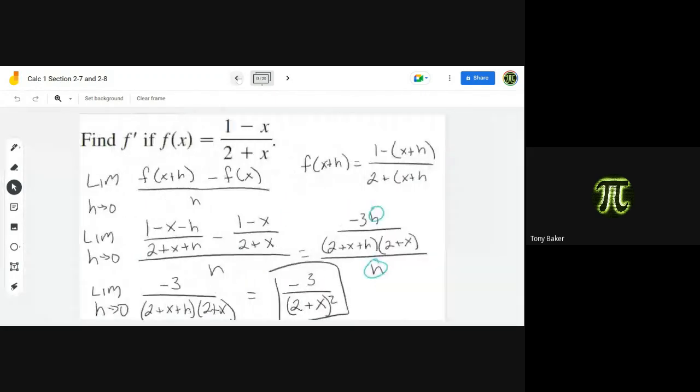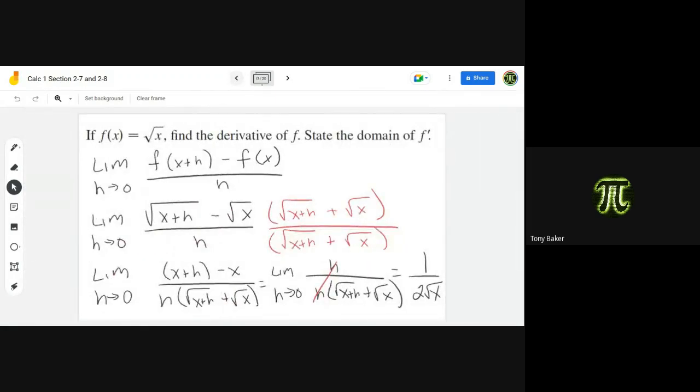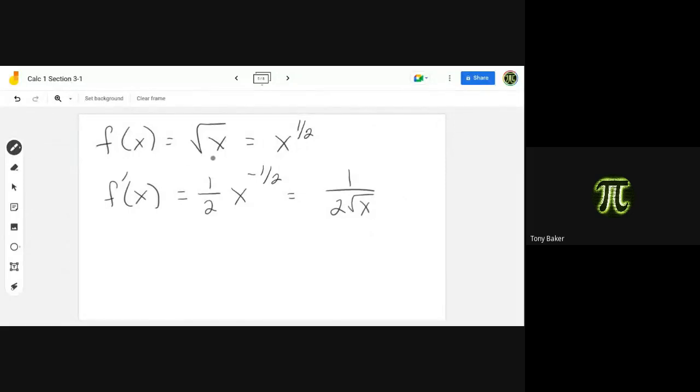Actually, switch over to this for another reason, because there's the problem that we did on Monday. That's the square root of x. And notice we got 1 over 2 square root of x. So those rules just help simplify that. The limit came first, and then they were able to use that to prove these rules always work. If they didn't always work, we wouldn't use them.